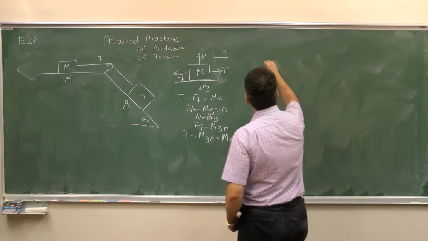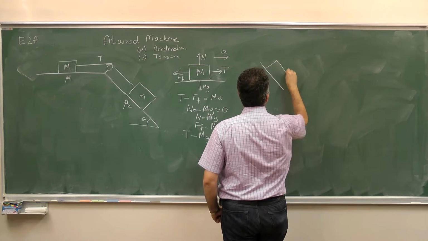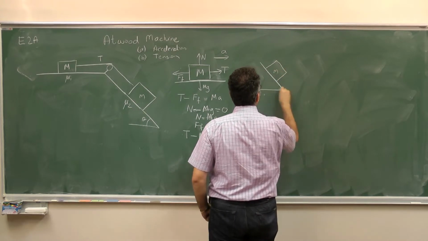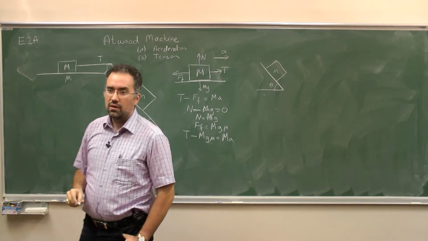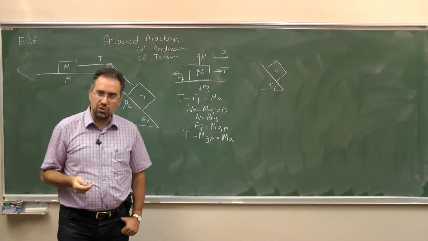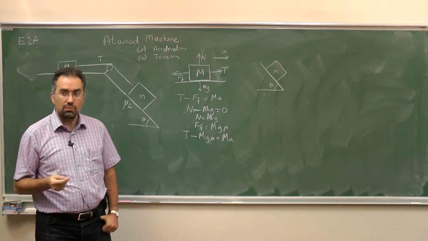Now, for the second mass, it's sitting on an incline. I need to get two equations out of this. So I need two independent directions to be happy.